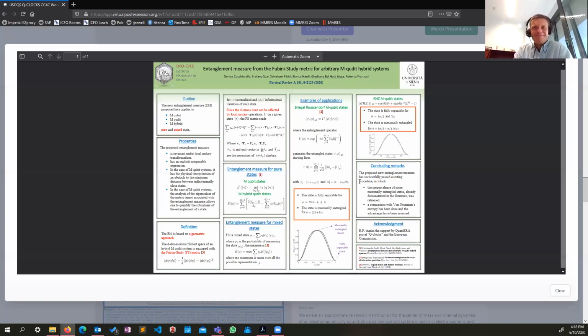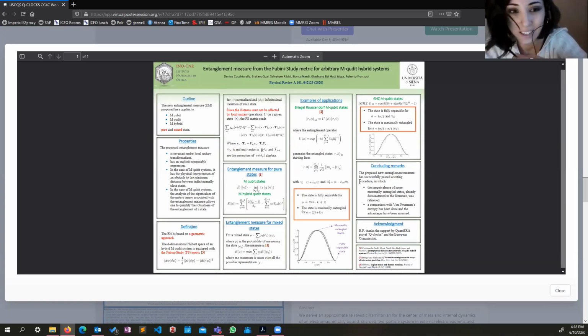Hi, everyone. My name is Gofran, and I am a PhD student. I'm working with Roberto Franzosi on the understanding of quantum entanglement using differential geometry. We know that entanglement is an essential ingredient for progressing in the field of quantum information, but yet it remains elusive, and the problem of its characterization and quantification is still open.